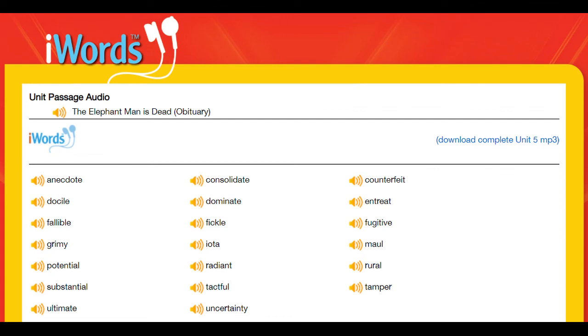Now, let's review the words in Unit 5 one more time. They are pronounced: anecdote, consolidate, counterfeit, docile, dominate, entreat, fallible, fickle, fugitive, grimy, iota, maul, potential, radiant, rural, substantial, tactful, tamper, ultimate, uncertainty.